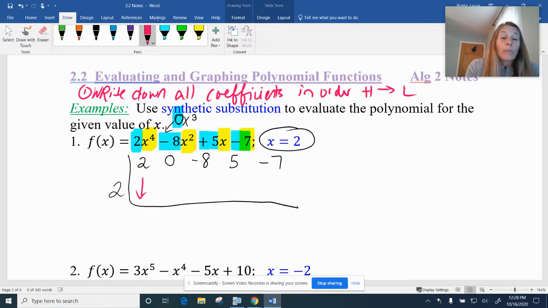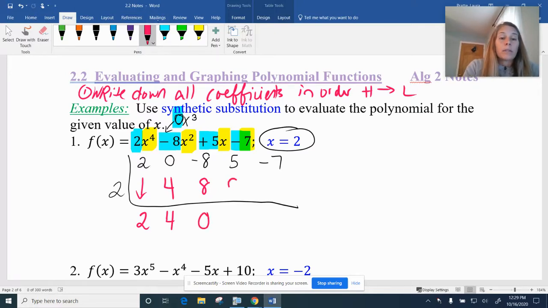You always start by taking that first coefficient and dropping it down, and then you multiply it by the number in the front that you're substituting. So 2 times 2 is 4, and you put that answer in the next column. Then you add up that column, so 0 plus 4 is 4. Multiply it by the number out front, 4 times 2 is 8. Write down your answer, add up the next column.